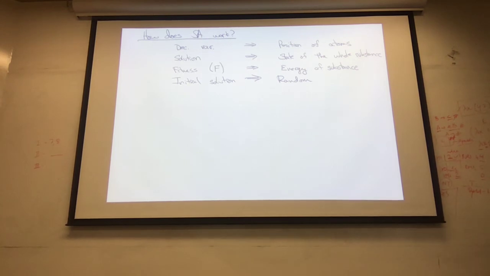My initial solution is random. My selection function is my acceptance function inside the Metropolis Hastings algorithm, and then the process of generating new solutions is the sort of movement of atoms.